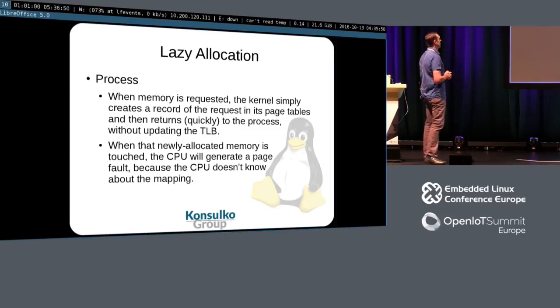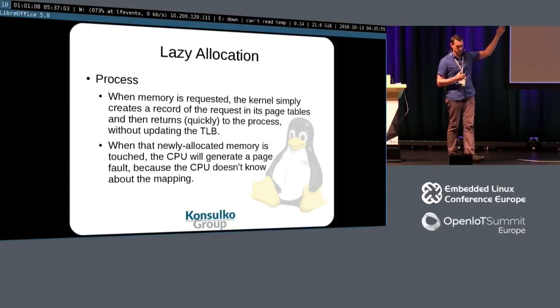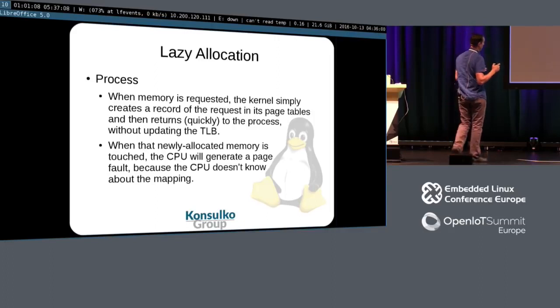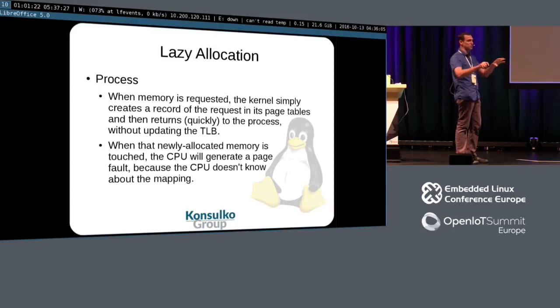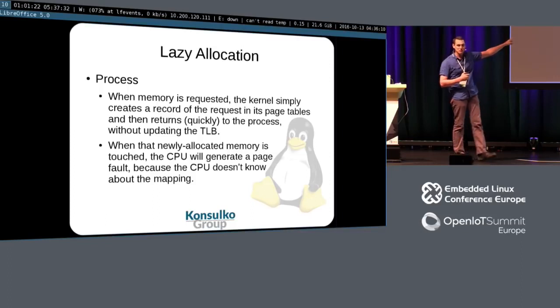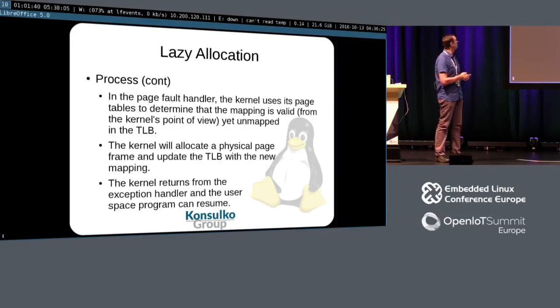All right, so how does this work? When we request that memory, it just creates a record of the request in the page tables. We'll talk about page tables in a moment. It returns to the process, and so you've got that virtual memory set aside in the user space process. Once we touch it, our old friend, the page fault, comes into play. We already learned that we're going to get an exception, because there's no mapping there, or it's only set to read permissions, and we're going to go to the page fault handler.